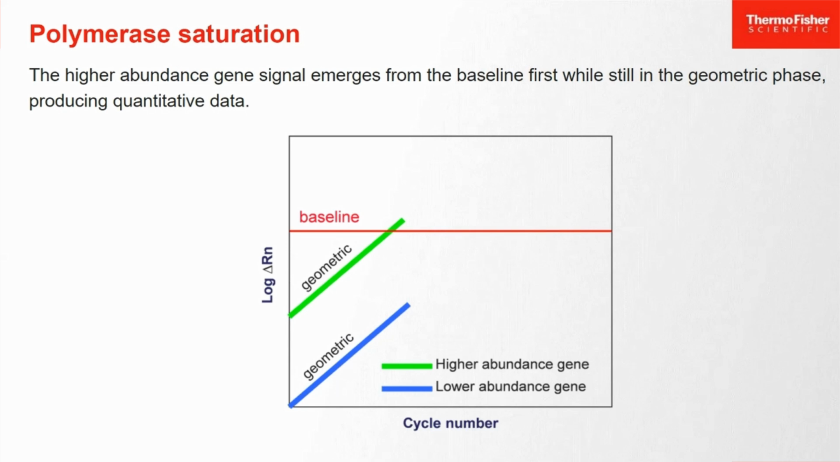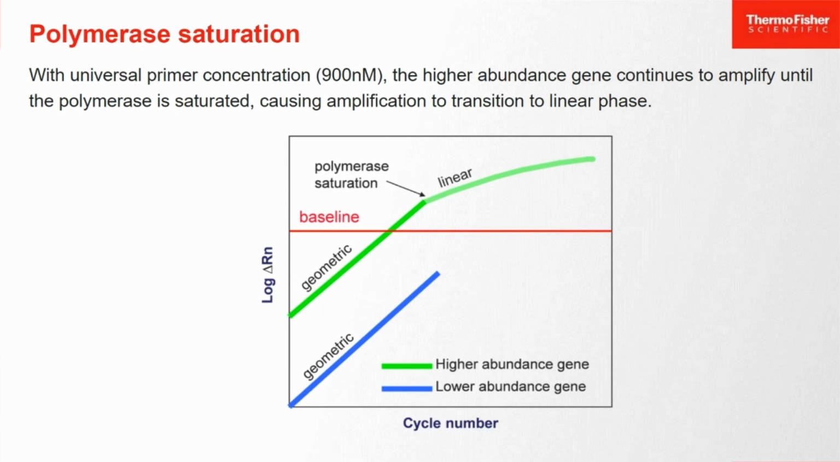Then the more abundant gene signal will emerge from the baseline first, and it's still in the geometric phase. We still have good data here, but we're going to wait on the lower abundant gene for its signal to emerge. So far, so good. Problem though is, what if the green gene assay has a high primer concentration? For example, our universal primer concentration is 900 nanomolar. That would allow the green gene to continue to amplify to the point where it saturates the polymerase. So now the assay transitions from geometric to linear phase.